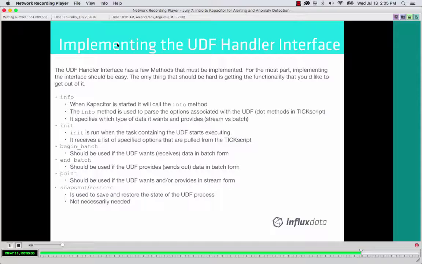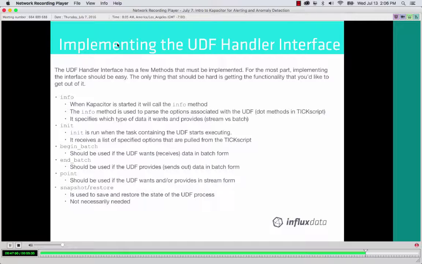The next one we have is end batch. This method should be implemented only if the UDF provides or sends out data in batch form. So if you work exclusively on streams, you don't need to implement either of these methods. And finally, there's the point method, which should be used if the UDF wants or provides data in stream form. So depending on what you want to provide, you'll want to implement these different methods.